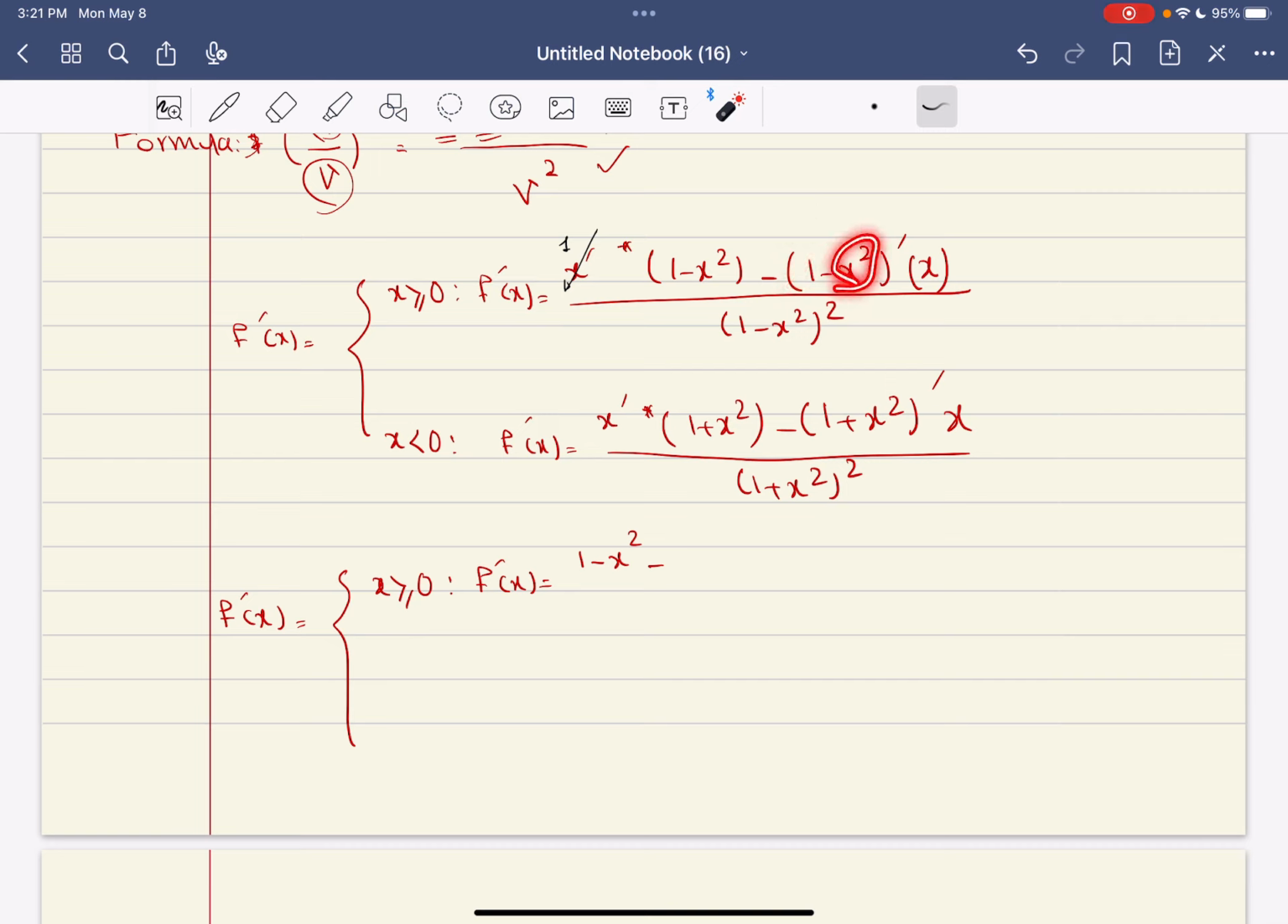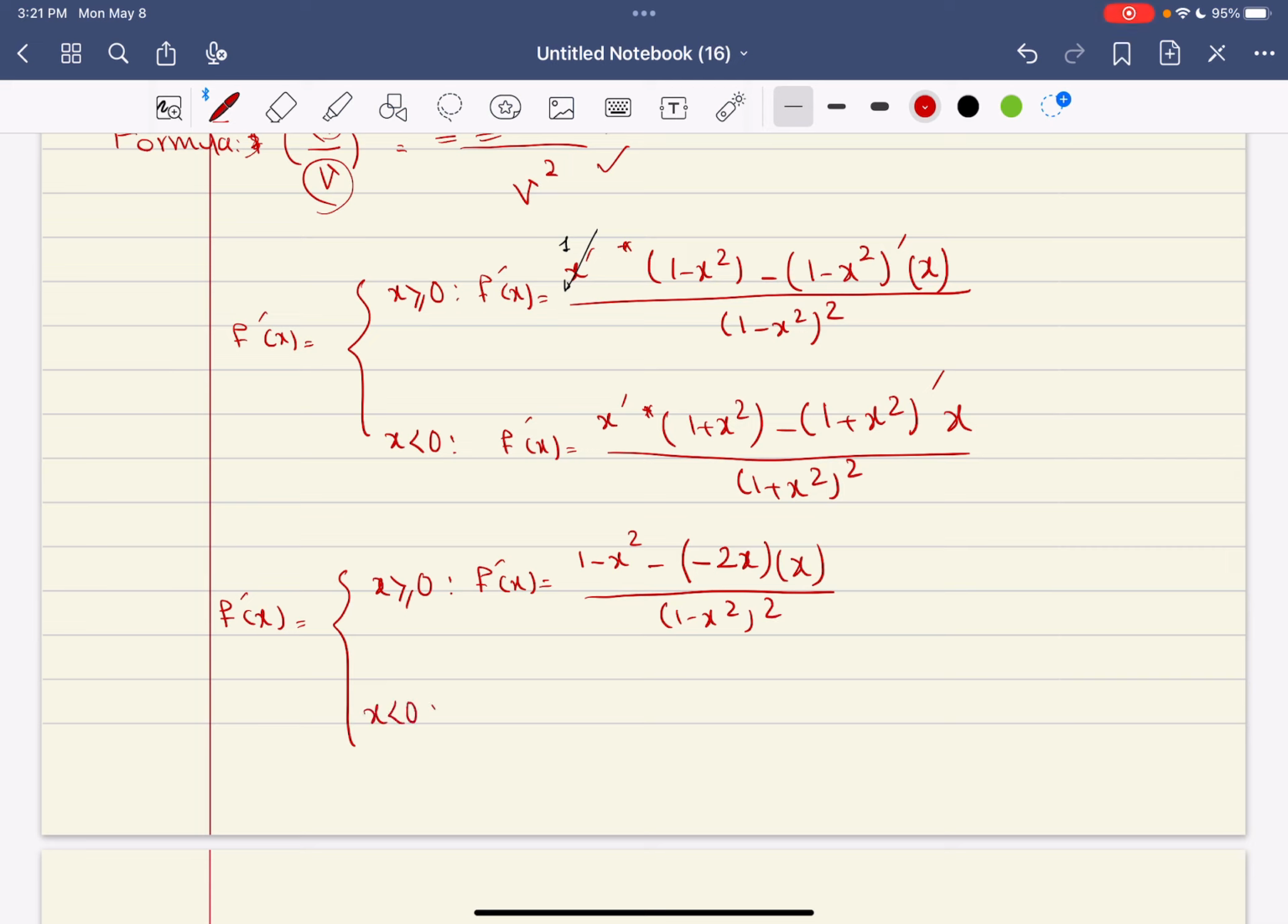Derivative of x to the power of 2 is 2x, as you know. So the answer would be minus bracket negative 2x times x over 1 minus x to the power of 2 to the power of 2.